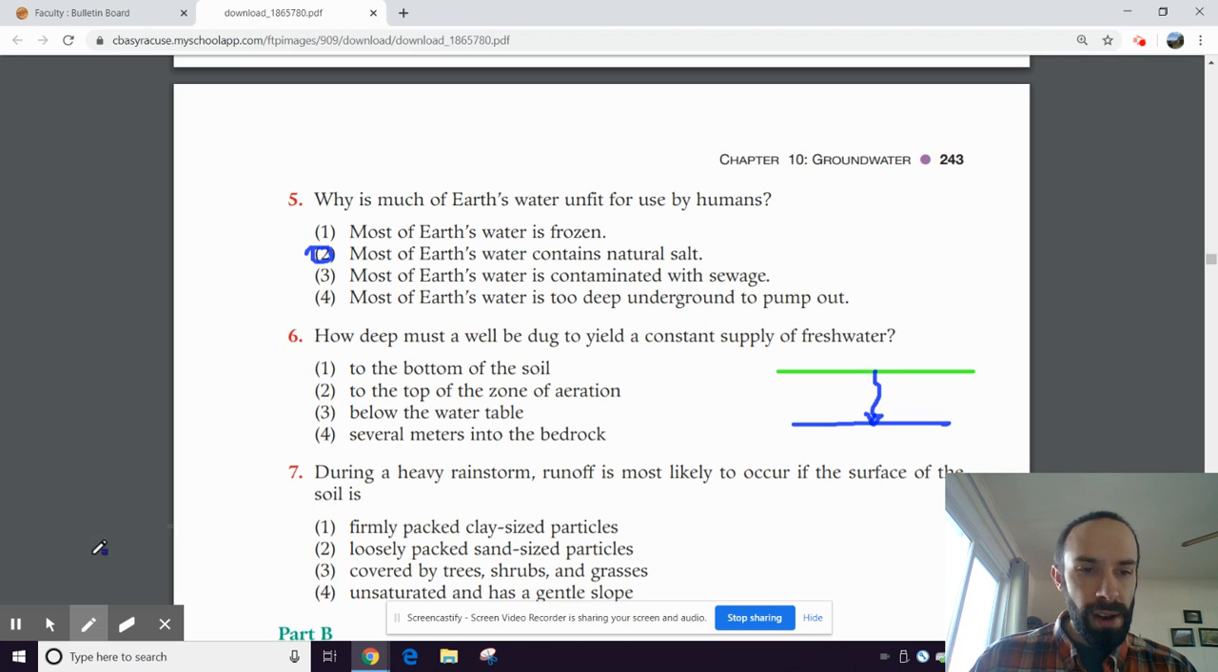How far down do we have to dig a well? Our well has to go all the way down to water, and it's got to go below the water table in order to access that water. And so this well is dug all the way down below the water table.